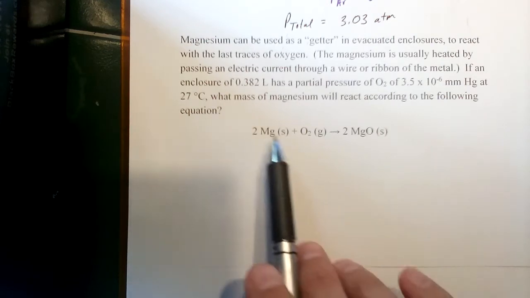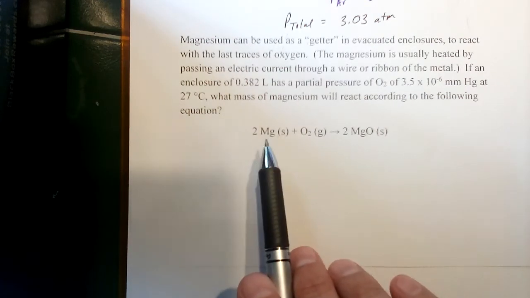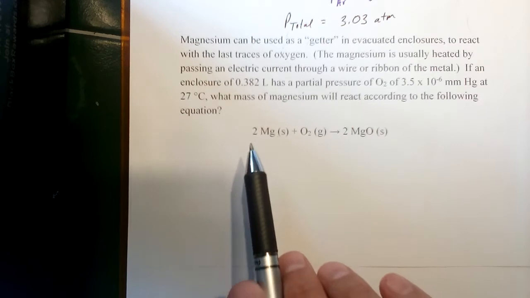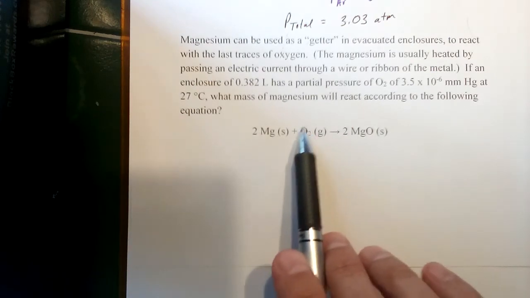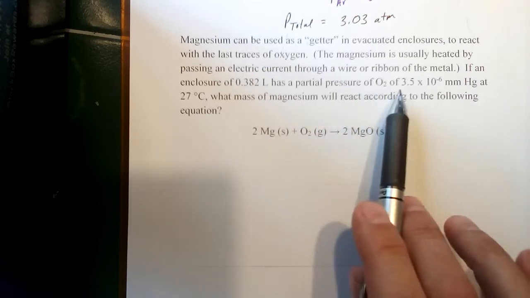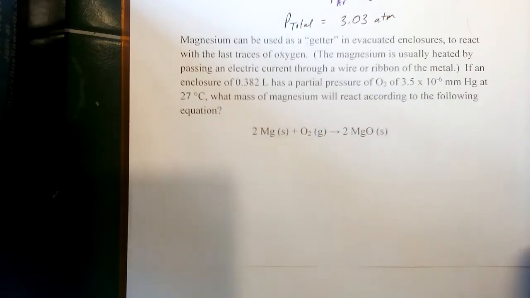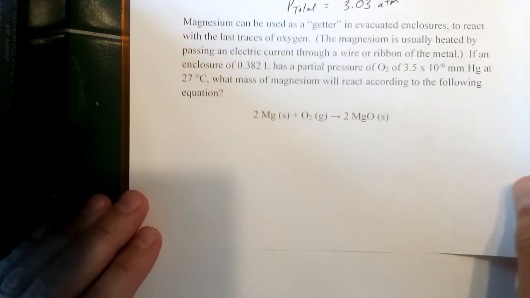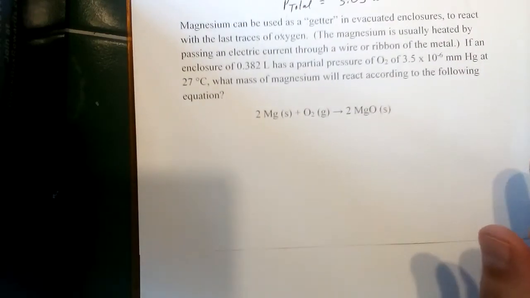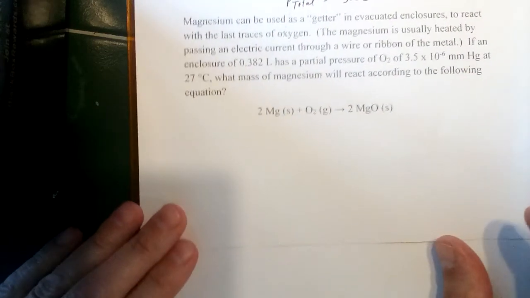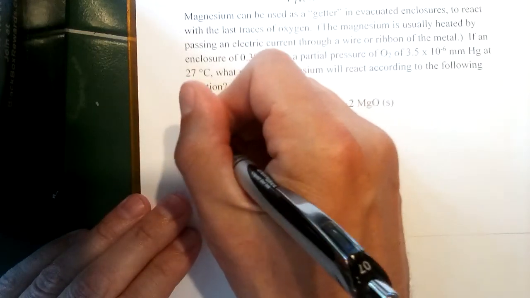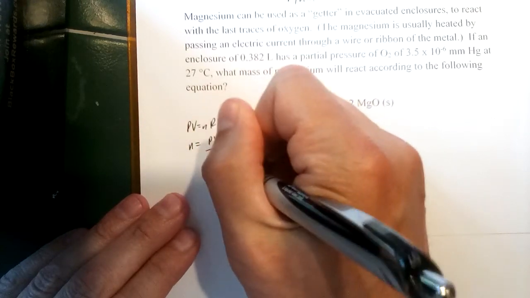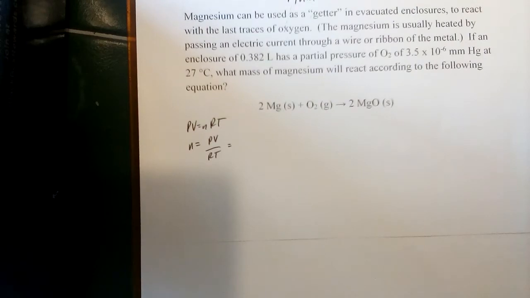Now, the important thing to recognize here, magnesium is not a gas. If we use the ideal gas law, we will not be calculating how much magnesium is going to be used. What we can calculate is information about the gas. So based on that partial pressure of oxygen, we can calculate how many moles of oxygen are in that enclosure. Then we can apply our balanced equation to figure out how much magnesium will have to react. So the first thing we want to do here is solve for moles of oxygen. So if we start with PV equals nRT, that means n is equal to PV over RT, and that we can solve for moles of oxygen.